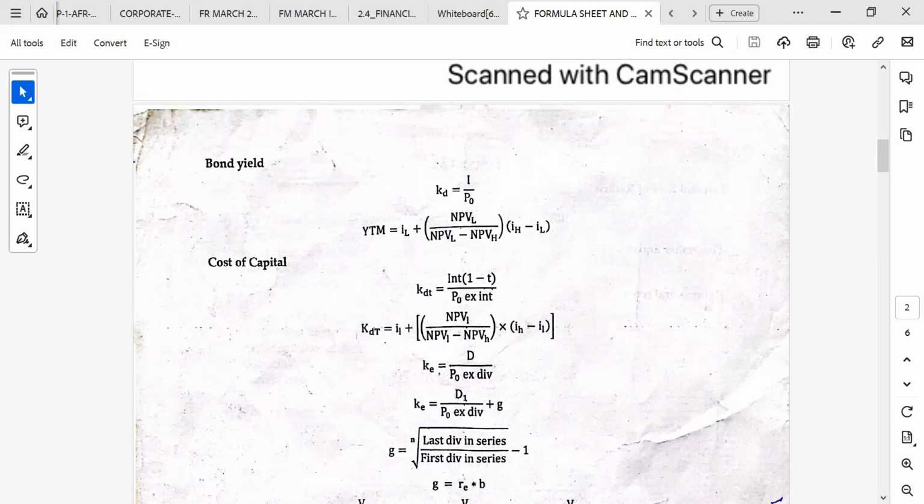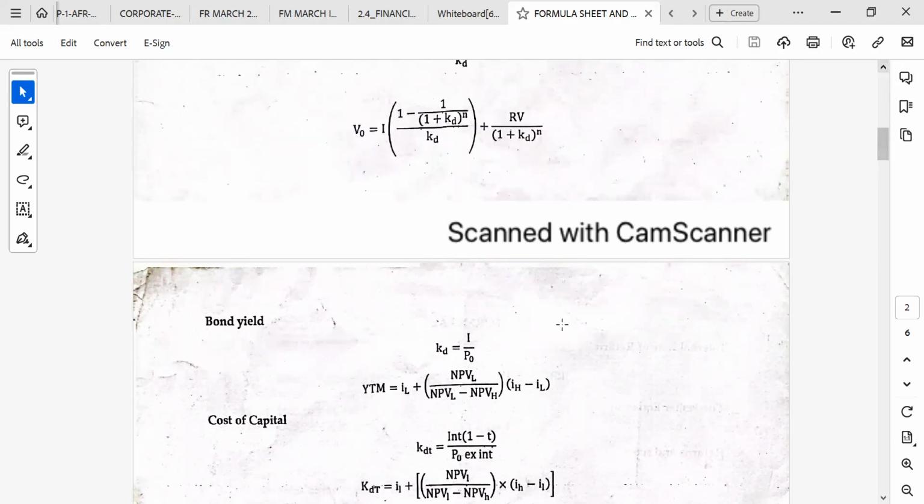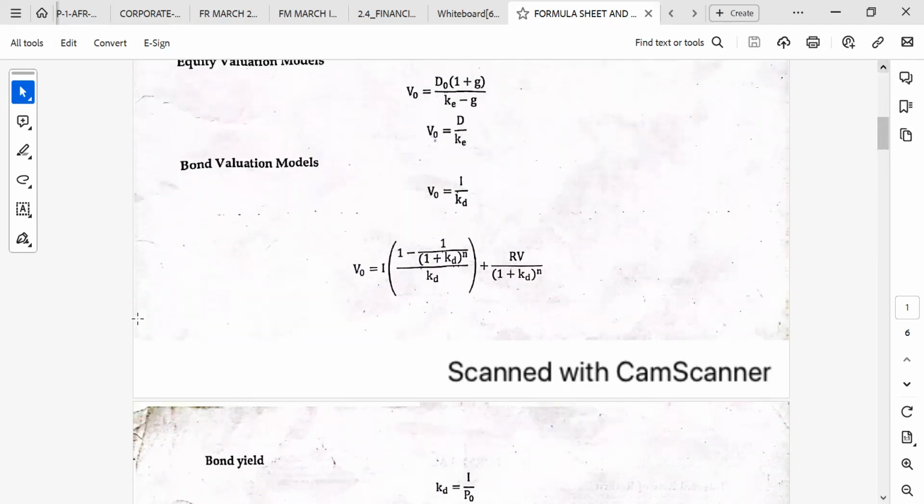This is how we calculate the growth using Gordon's model, which is the return on equity times the retention rate. Okay, the bond yield. Sometimes they will give you a bond. So the bond yield is the interest over the market value. This particular one is the market value of redeemable debt. This is the market value of irredeemable debt.